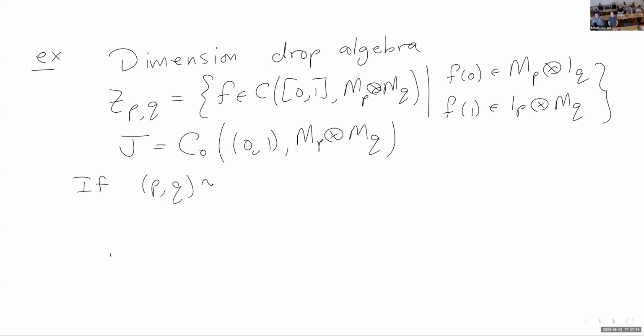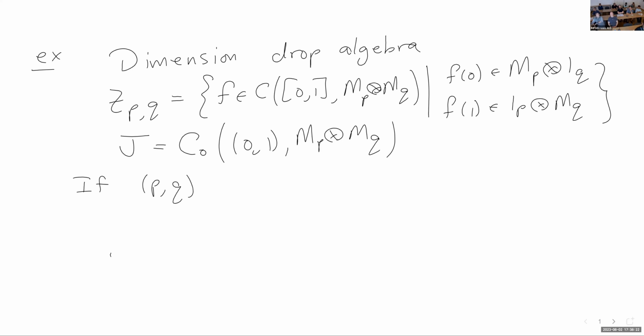There's the suspension of M_P tensor M_Q, right? Yes, and in fact, it is from 0 to 1 without 1. Yes, so that's why the suspension. It is exactly this suspension. And in fact, that's a crucial part of the calculation. Use the suspension.